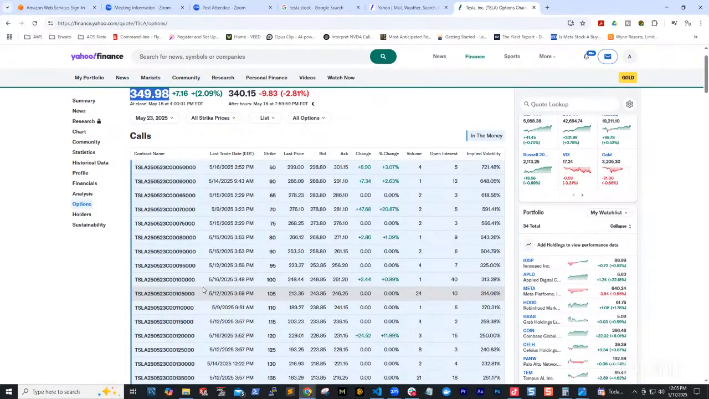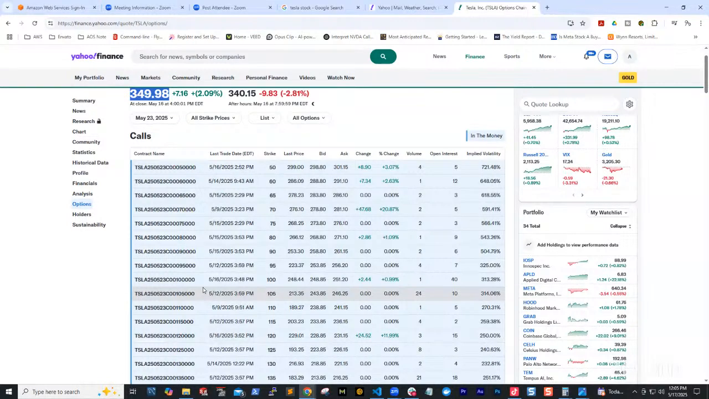What if it gets to that price and it drops before that date? At any point after you buy your options, you can sell them. That's why I say you can day trade it too. You understand? You don't have to wait till it gets to the date. The point of the date is to protect yourself.